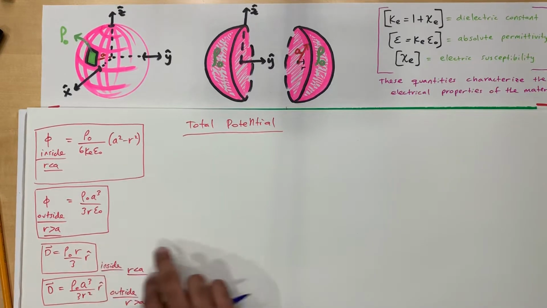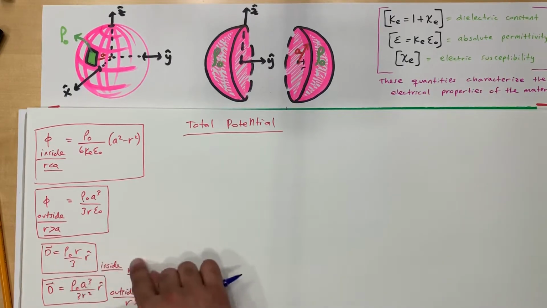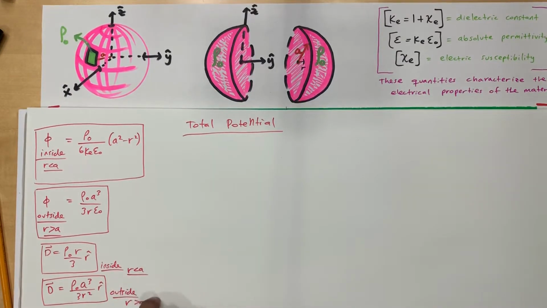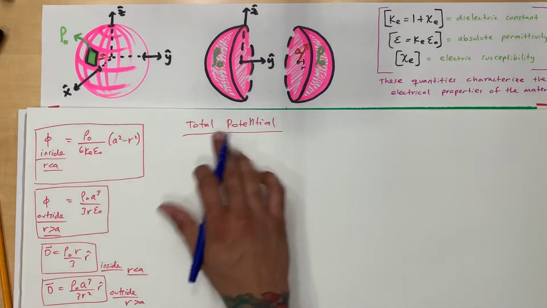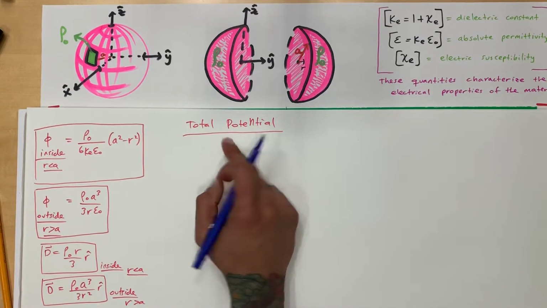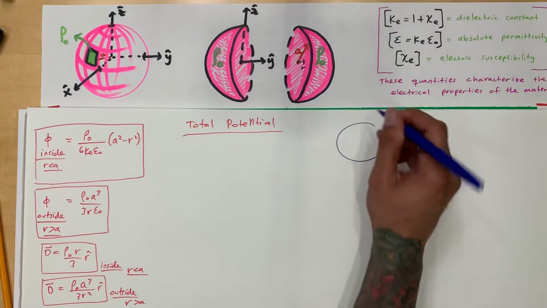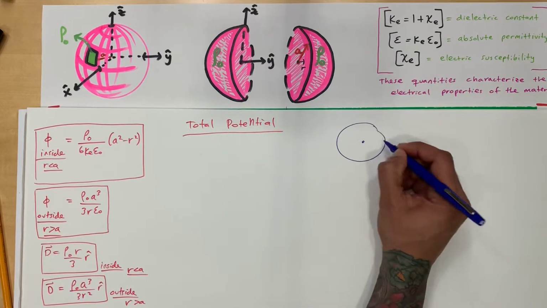Also, I wanted to put here, this is what we found for the electric displacement in the previous videos. This is the electric displacement inside, and electric displacement outside. So for the total potential, I'm gonna draw a sphere here and let's take a look at what we mean.